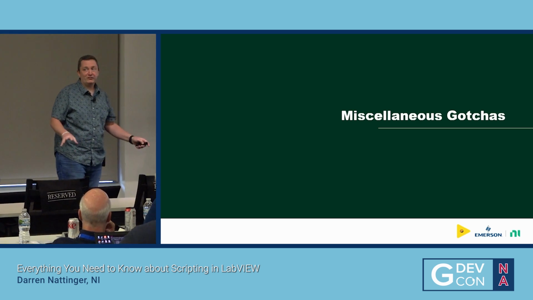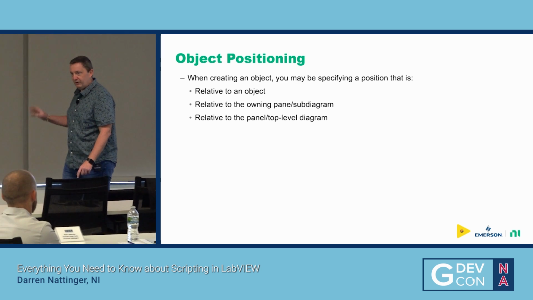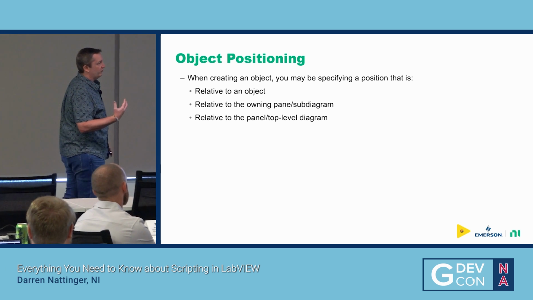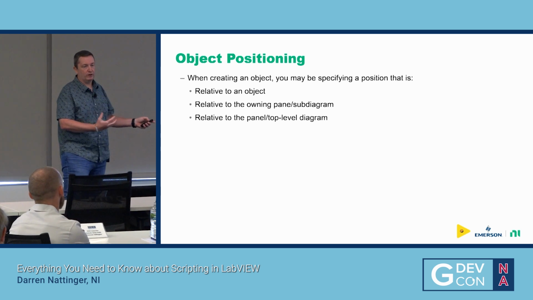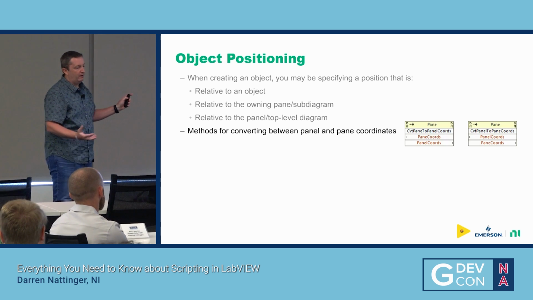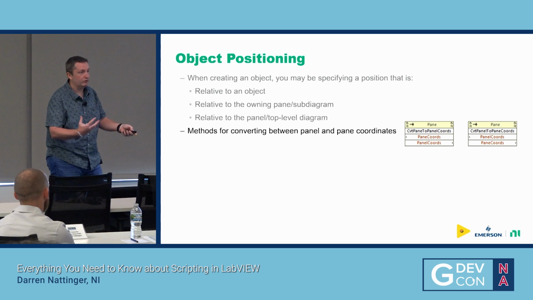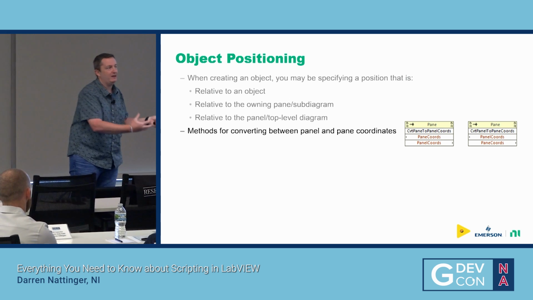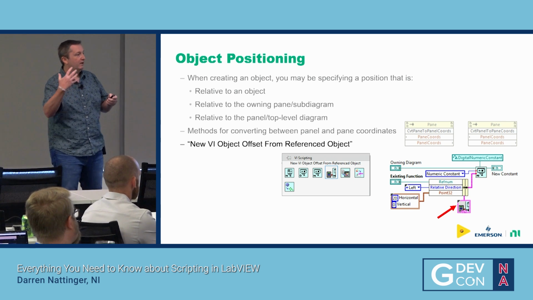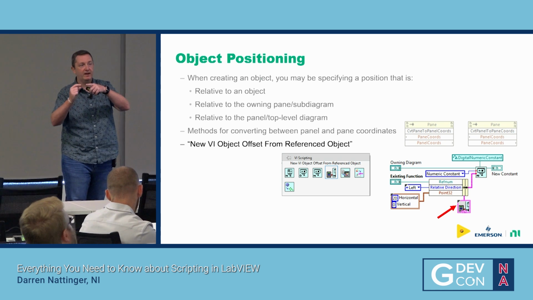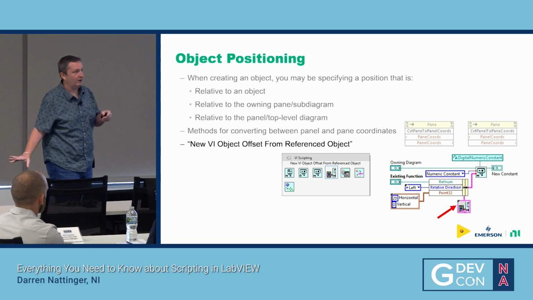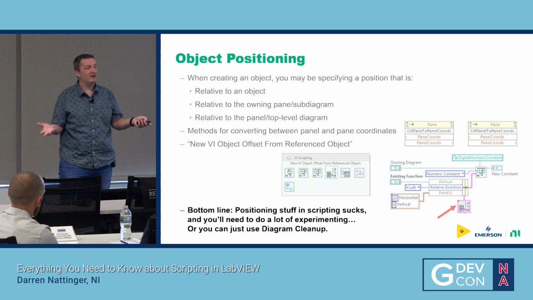All right, so let's talk about some miscellaneous gotchas. I sort of referenced this a little bit before with object positioning. When you are positioning things, you might be positioning something relative to another thing, or relative to a subdiagram that owns it, or relative to the top corner of the block diagram. There are some methods in scripting to help you convert coordinates. Like I've got some panel coordinates. How do I convert those to pane coordinates? There's also a really useful way, whenever you're creating new objects in scripting, to tell LabVIEW to script the new thing in a position relative to an existing thing. Positioning things in scripting could literally take up at least an hour-long presentation. Here's the summary. It kind of sucks.